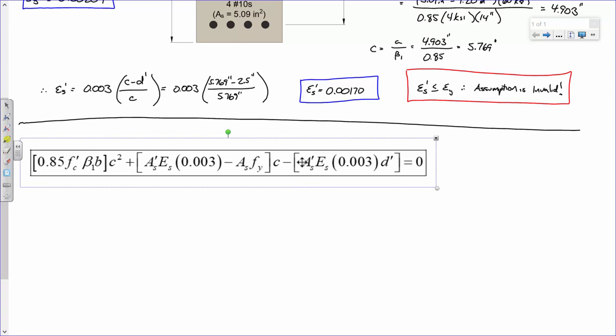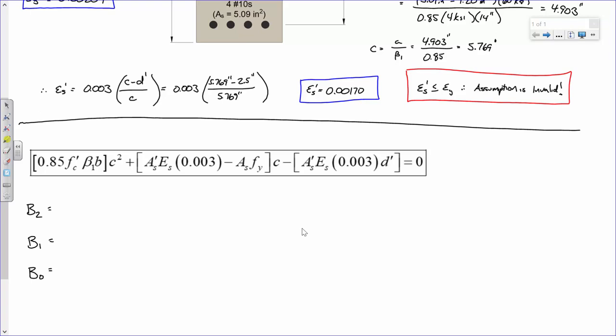Everybody see this quadratic equation? This is what I'm going to do. I'm going to calculate some constants. Okay, and here's what I'm going to do. I'm going to call them B2, B1, B0. Why am I calling them B's? I don't know.